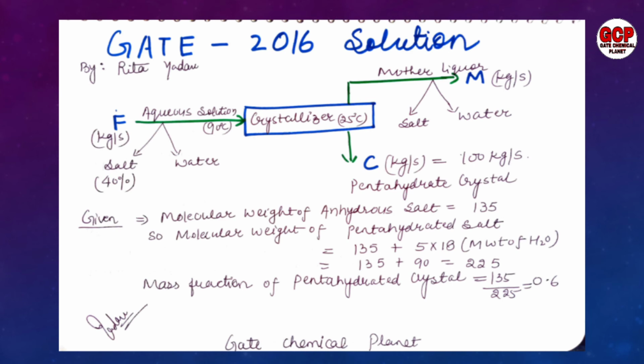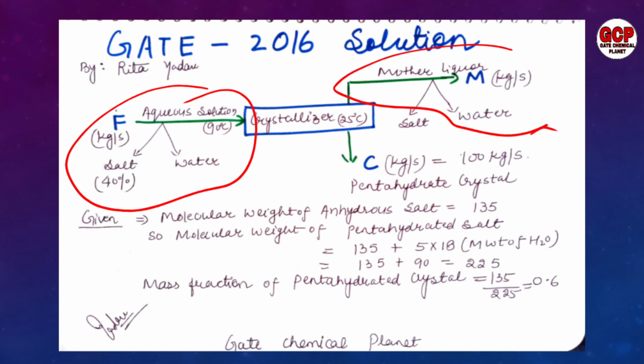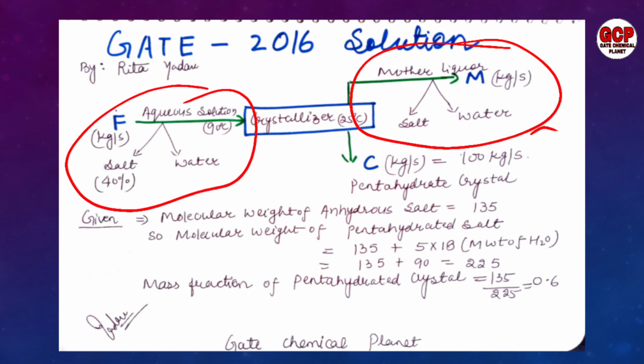First we have the aqueous solution. We have the feed, in kilograms per second, and the feed temperature is 90 degrees Celsius, and the crystallizer is operating at 25 degrees Celsius. In the aqueous solution we have salt, which is 40%, and the water. On the mother liquor side, which is the final solution, we have salt and water, and the mother liquor is in kilograms per second.